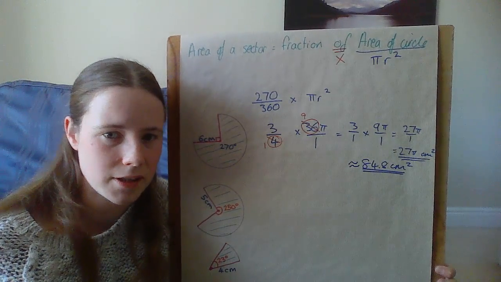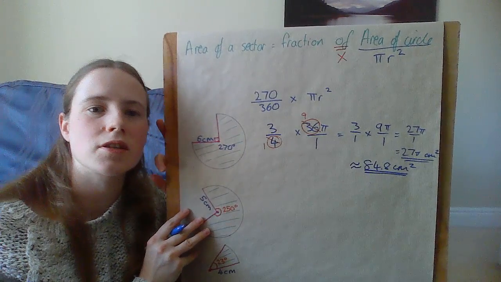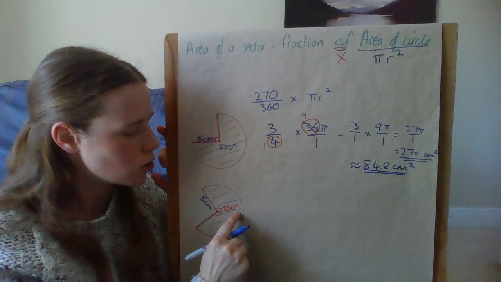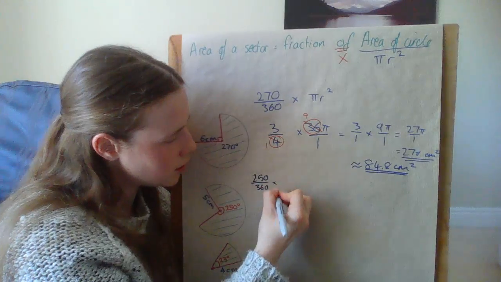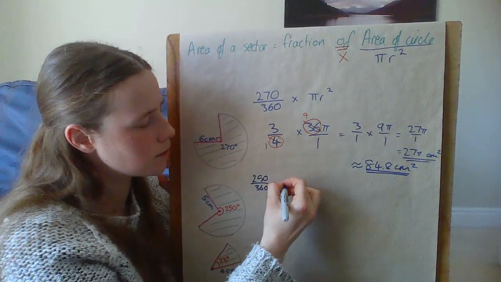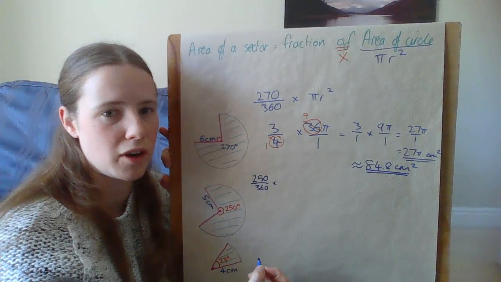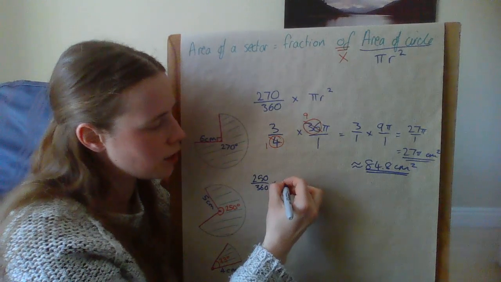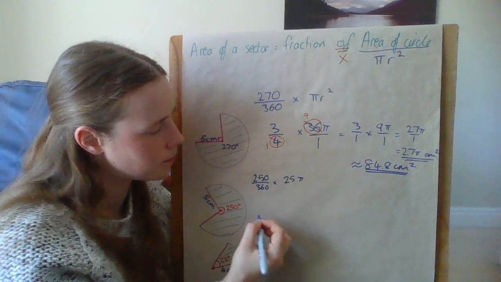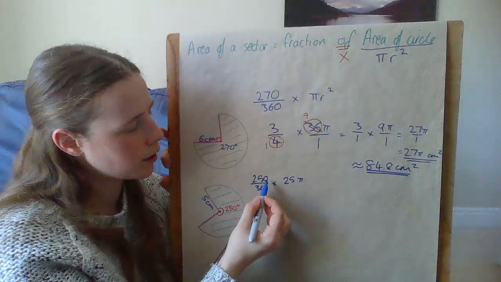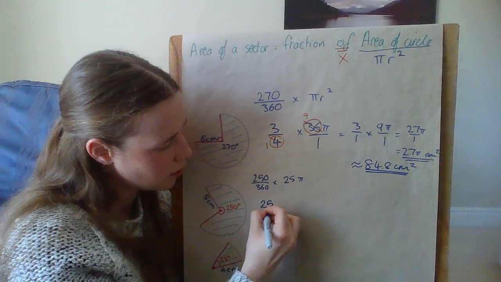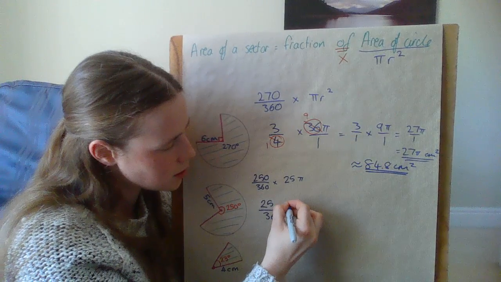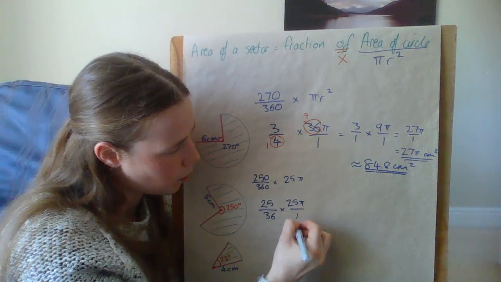Right, next one, same process. I'm going to do the fraction times the area of the circle. So 250 out of 360 times pi r squared, which is going to be pi times 25. Okay, 5 squared is 25. So I'm going to write that as 25 pi. So now I'm going to think about simplifying. Both can be divided by 10, but that's as far as I can go. So I've got 25 out of 36 times 25 pi over 1.